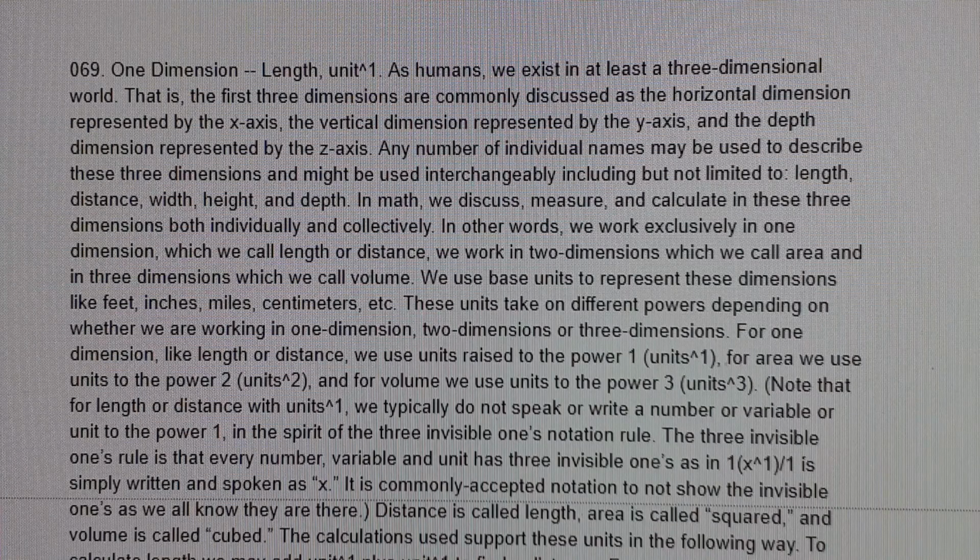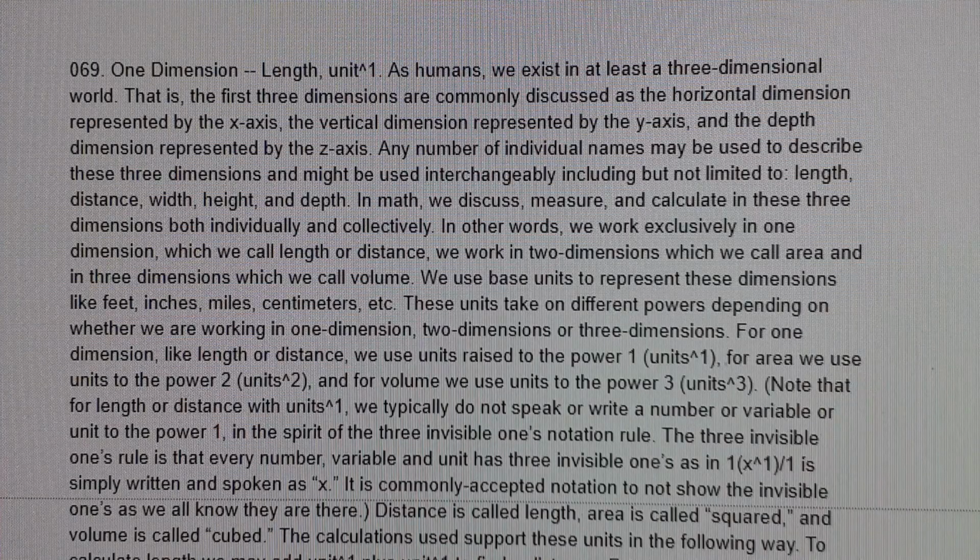For area, we multiply two dimensions, as in horizontal times vertical, which results in unit times unit, or unit caret 2, unit to the 2nd power. For volume, we multiply three dimensions, as in horizontal times vertical times depth, or unit times unit times unit, or unit to the 3rd power.